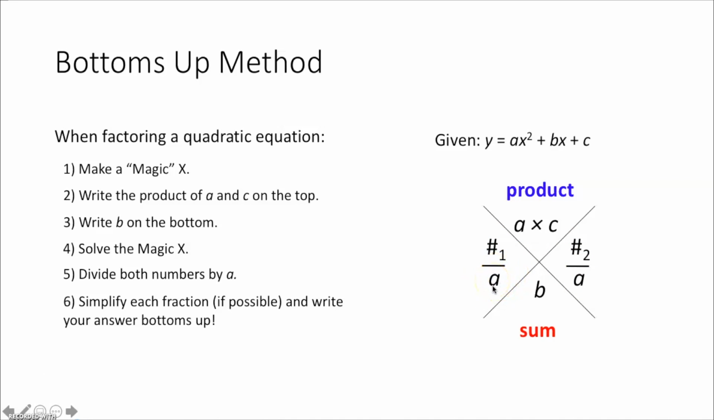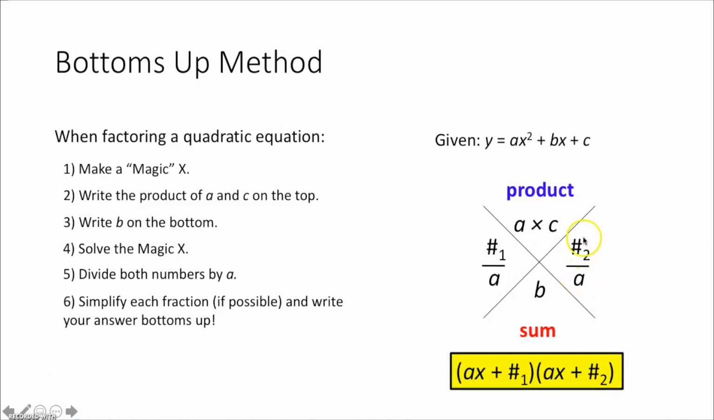So remember, to write your answer when you're factoring using the bottoms up method, it's going to be 2 sets of parentheses. In the first set of parentheses, we're going to write ax plus your number. And then in the other set of parentheses, we're going to write ax plus your other number. Now, if one of these were negative, then it would be ax minus that number. That's how that works.